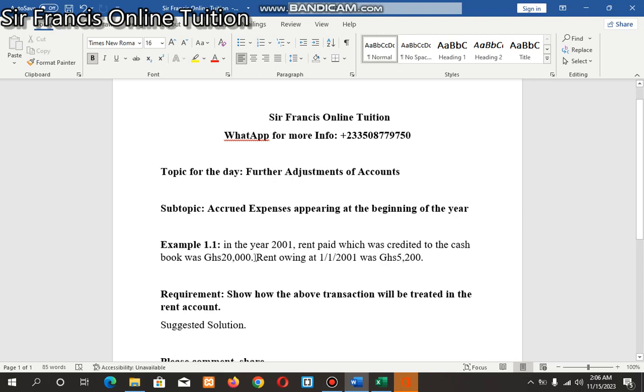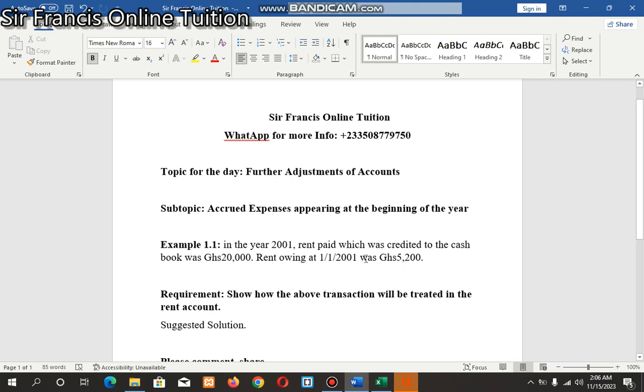So this amount that we paid here, which is the 20,000, the 5,200 is not inclusive. It should be taken out. The 5,200 is relating to the previous accounting year. It's not part of the current year expenses. And the current year that we are looking at is what? The year 2001. But as at the beginning of the year 2001, we have expenses relating to the previous year, which is 2000. And because we've not made payment for that, we have brought it forward in our books.